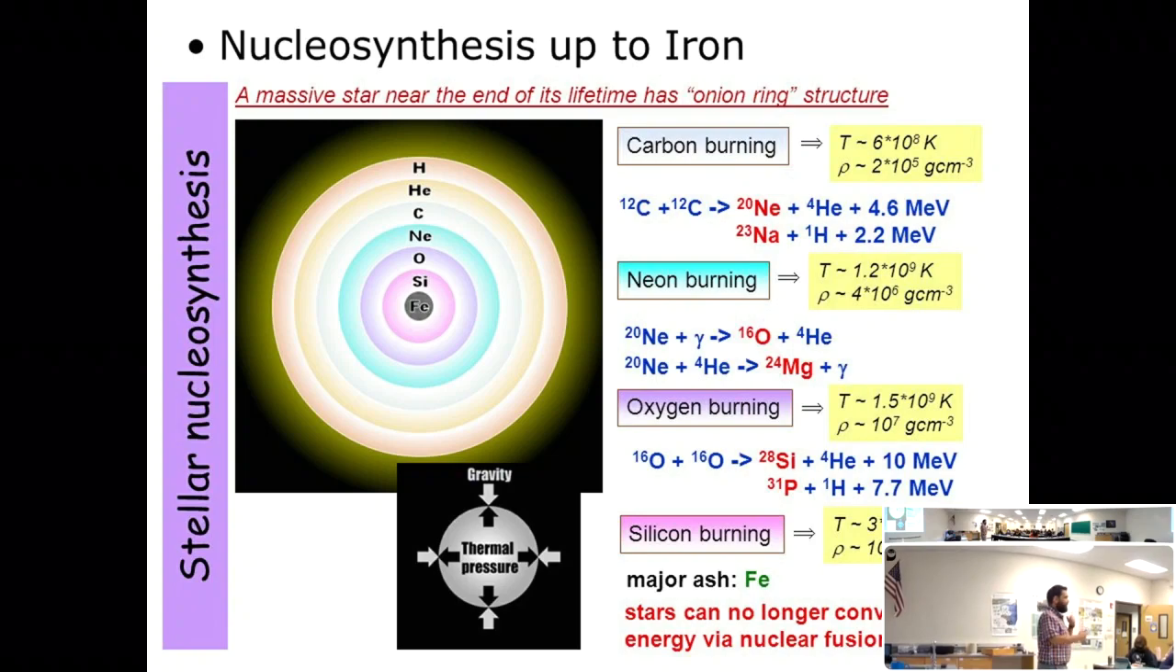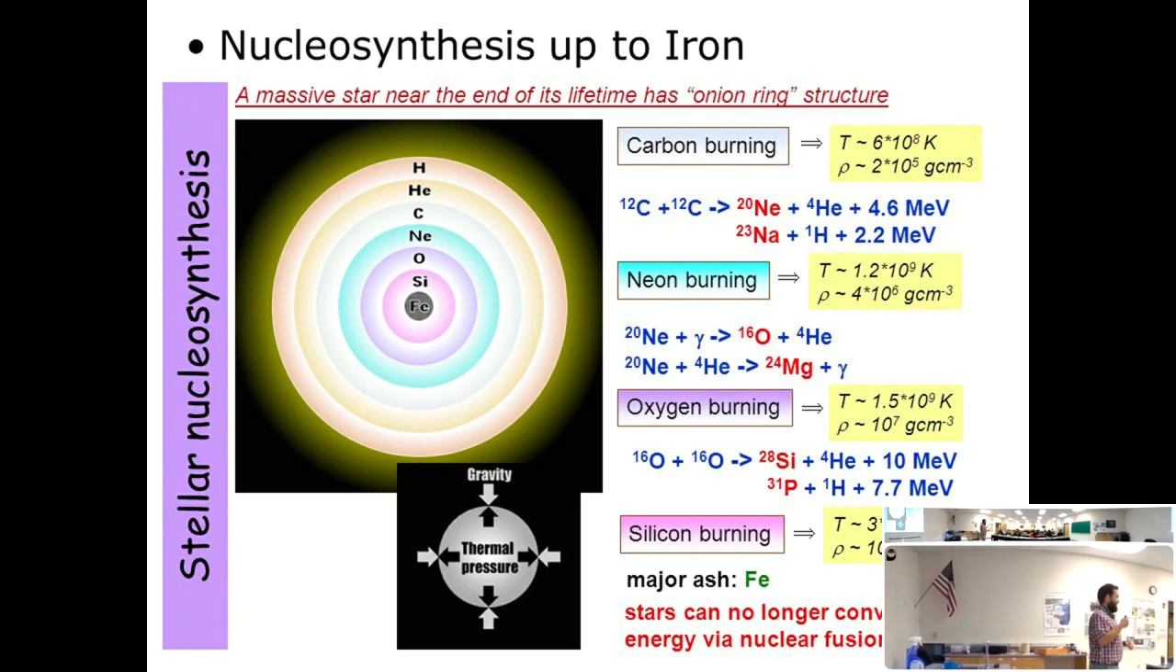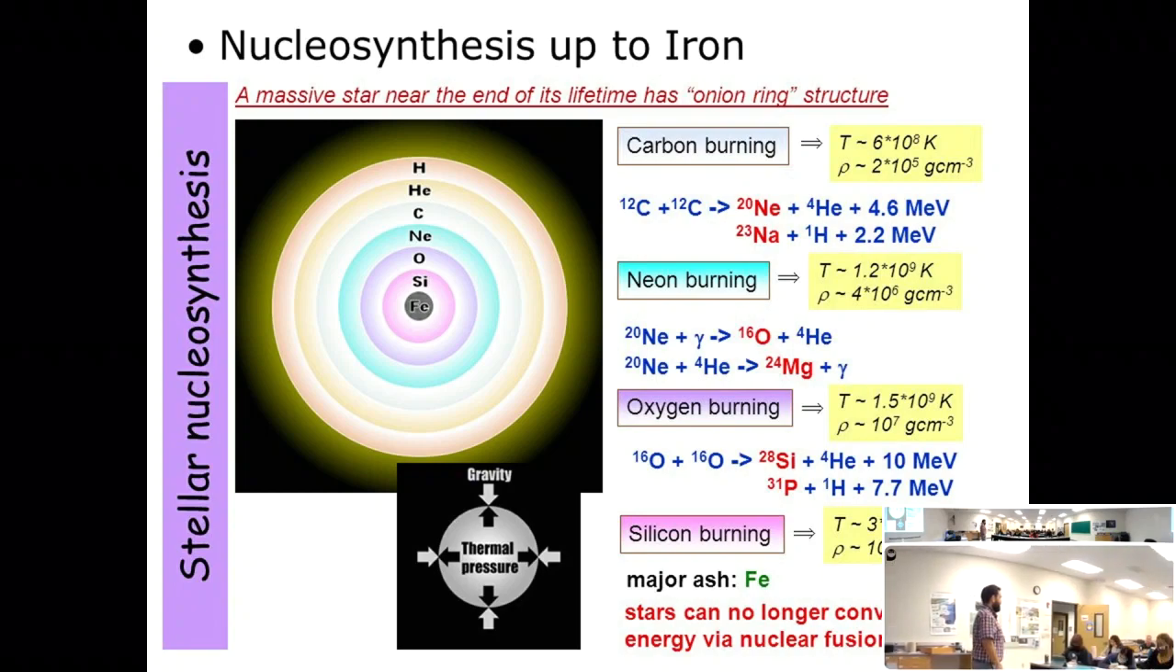So it's like a big machine. A star is like a big machine that takes hydrogen and turns it slowly, step by step, into iron. And then the train stops. Everybody gets off at iron.